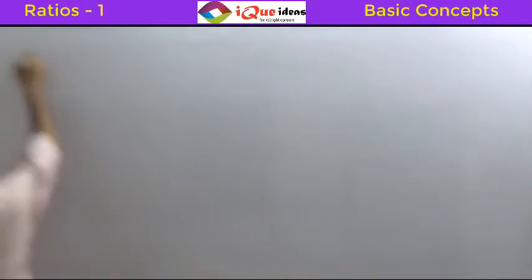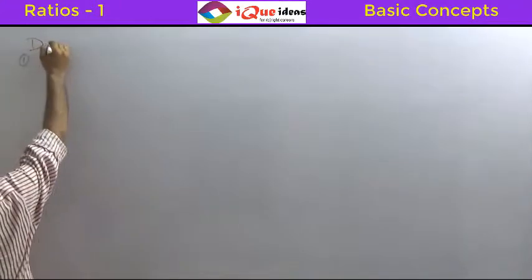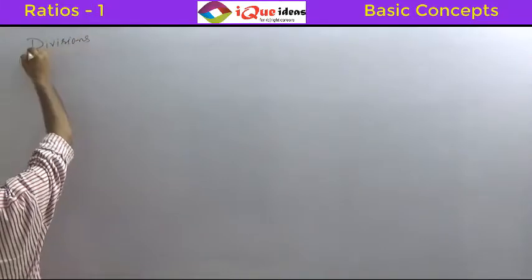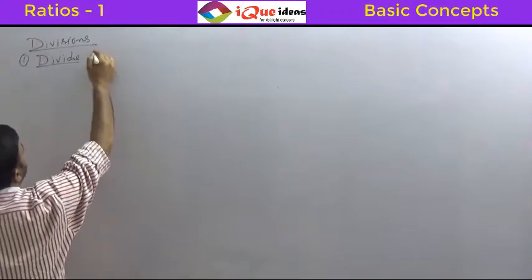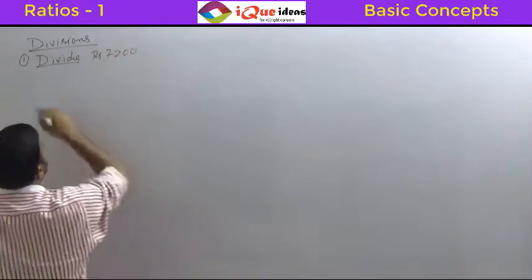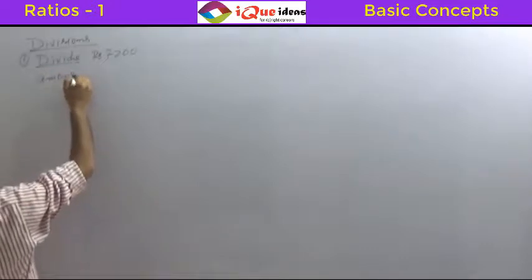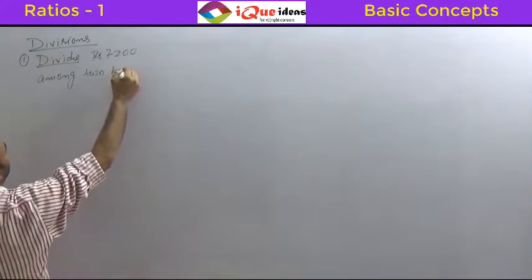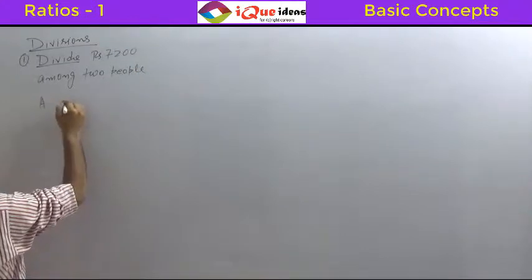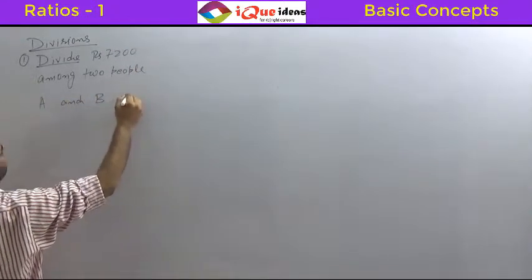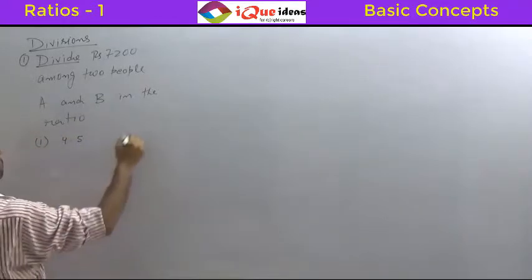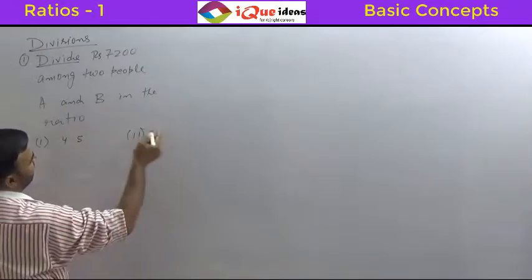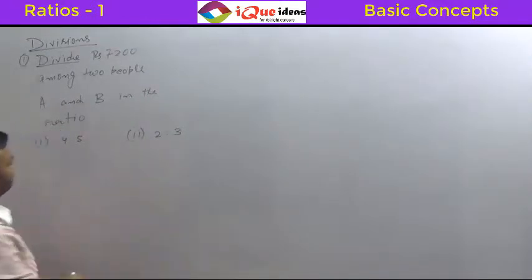Question can be, I'll put the heading as divisions. Question is, divide rupees 7,200 among 2 people A and B in the ratio, let's take 2 situations, 4 is to 5, and do the same question again with a different ratio, 2 is to 3. Okay, now first do it for 4 is to 5.